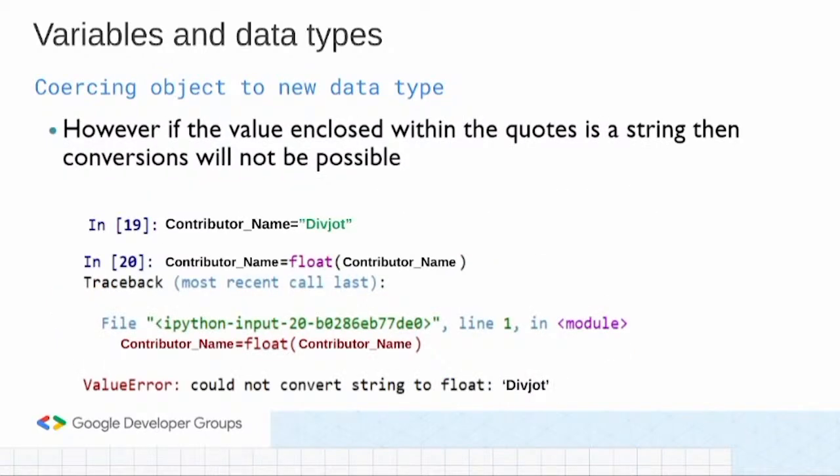We have coerced some of the data types, for example height, but not all types of coercion are possible. For instance, if I would like to convert the contributor name, that is divgeorge, to an integer or a float, I will get an error. If the value enclosed between quotes is a float or an integer type, then such coercion will be possible. However, if it is a string or a set of characters, then that coercion would not be possible.